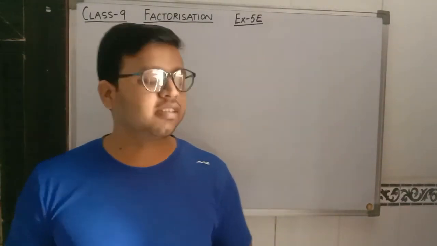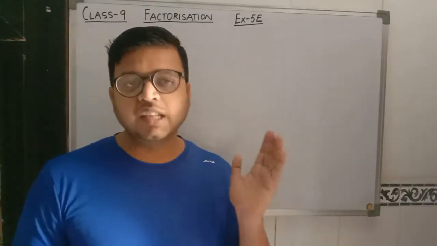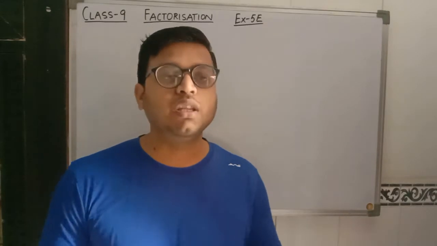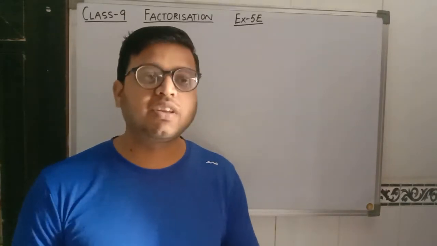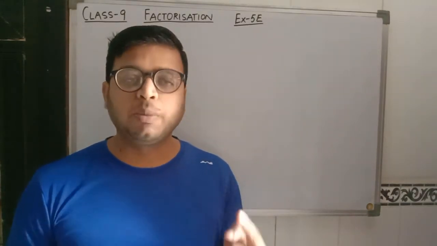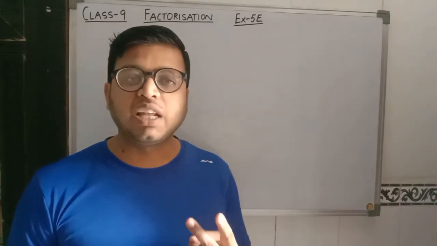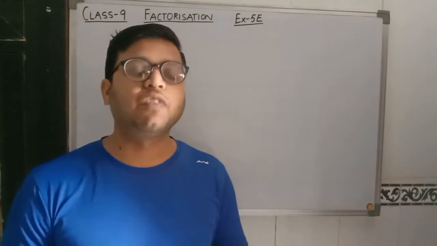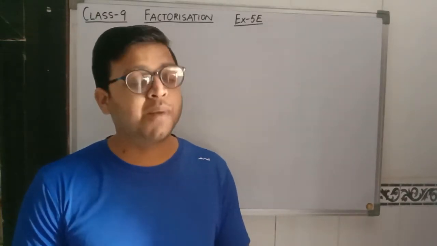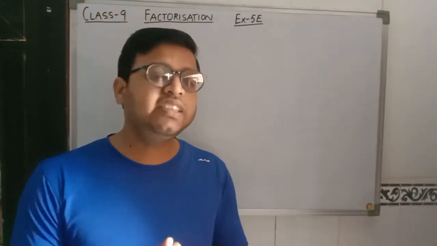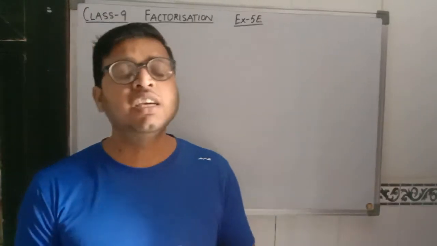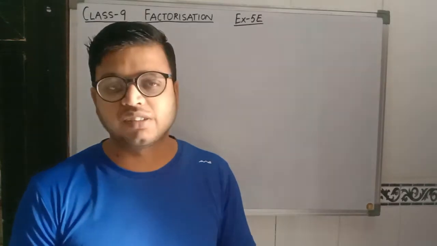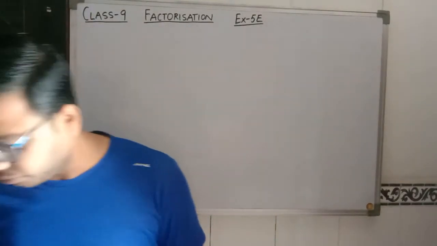Before starting the exercise, I would like to tell you, in this exercise 5E, you do not have to learn any new concept. Like in the previous exercises, we have completed grouping together, middle term splitting, identity of a square minus b square, identity of a cube plus b cube and a cube minus b cube. But in this exercise 5E, we have miscellaneous questions related to all those exercises. So let's start.